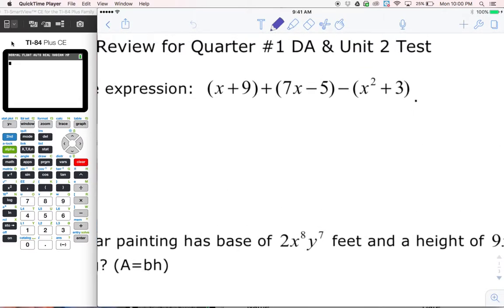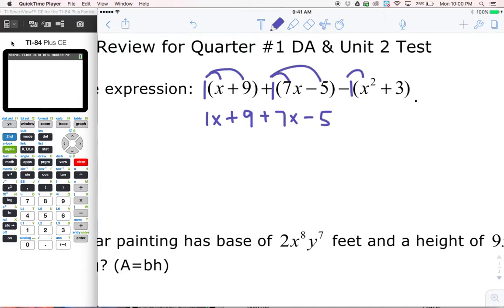Okay, so let's remember that if no number's in the front of a parentheses, we use a 1. So that's a 1, another 1. In this case, though, it's a negative 1. That's very important. So when we distribute here, it's just going to be 1x plus positive 9. Next one's going to be 7x minus 5. And the last one's going to be negative 1 times x squared, which is a negative 1x squared.